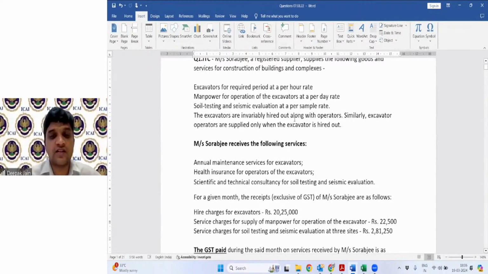The excavators are invariably hired along with operators. Similarly, excavator operators are supplied only when the excavator is hired out, which means what? The manpower for operation is charged at a per day rate, but excavator operators are supplied only when the excavator is hired out. So the business is such that you will give the excavator operators, but you will not give them independently. You will give them only when the excavators are hired out. That is the nature of the business.